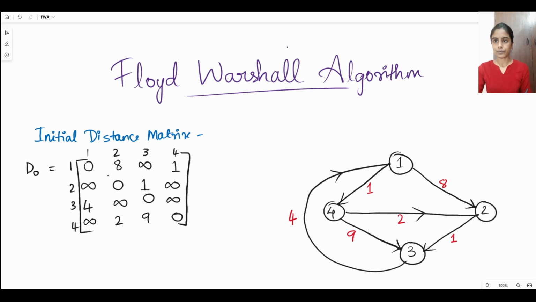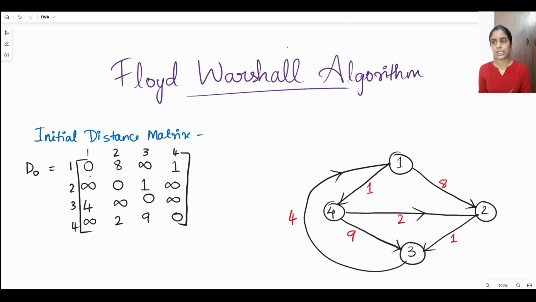Now, the Floyd Warshall algorithm is initiated by starting with an initial distance matrix. It is an n cross n matrix where n is the total number of vertices in the graph. Now, in this example, there are 4 vertices, so therefore we have a 4 cross 4 matrix. So the row headers and the column headers are the total vertices that is given. So we have 1, 2, 3, 4 and 1, 2, 3, 4 along the rows and the columns.